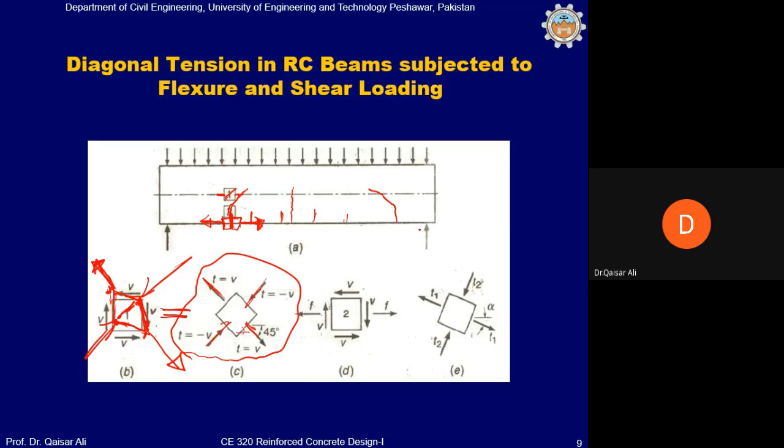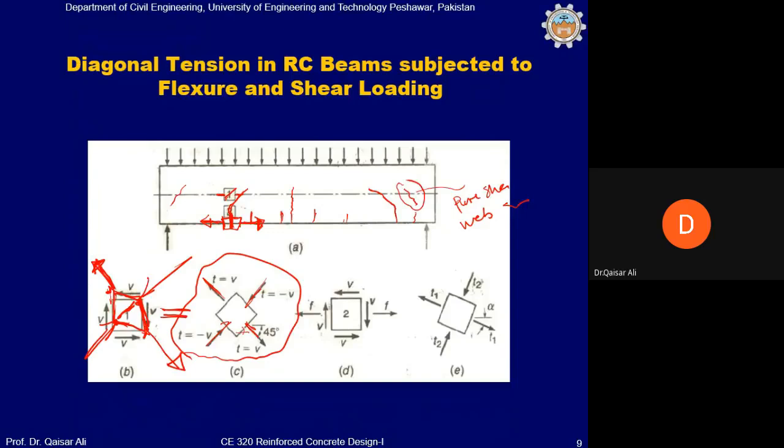And very close to the support, the bending moment value is 0. So the crack cannot appear like this. The crack will appear like this at the mid depth. And similarly on this, it will be like this. These cracks, which appear at the mid depth and roughly at an angle of 45 degrees, are called web shear cracks.